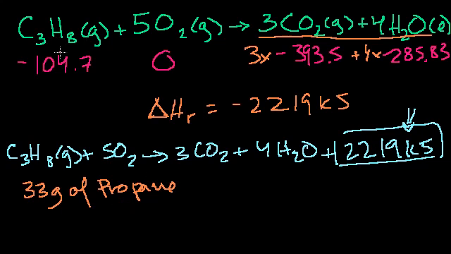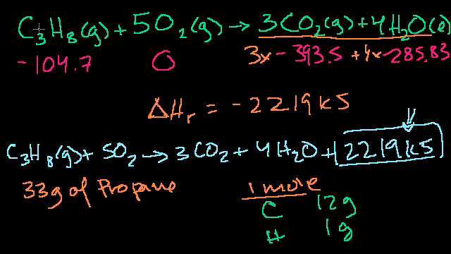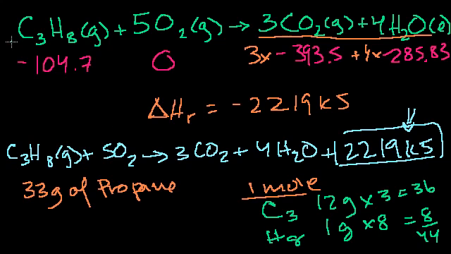Well, how much does 1 mole weigh? 1 mole of carbon weighs 12 grams. 1 mole of hydrogen weighs 1 gram. So 1 mole of propane is going to be 3 times 12, because we have 3 carbons there, and 8 hydrogens, so times 8. So it's going to be equal to 36 plus 8. So it's going to be 44. So this is going to be 44 grams per mole.